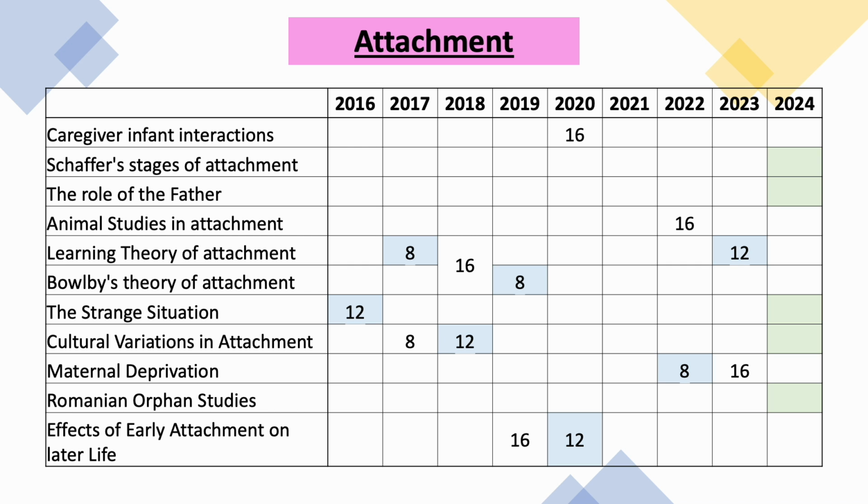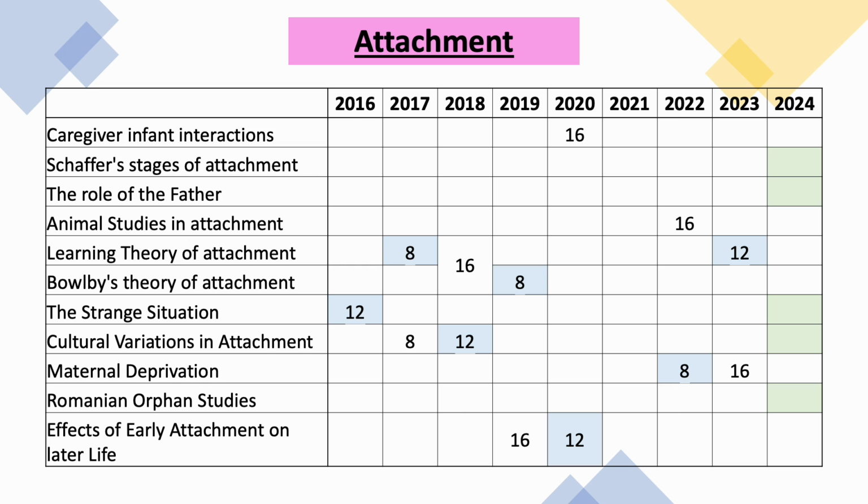The second two have got nice application possibilities, so again, like I've said with some of the other ones, just factor that into your revision. The strange situation and cultural variations in attachment have never featured as a 16 marker, so there's also an argument to be made for those.